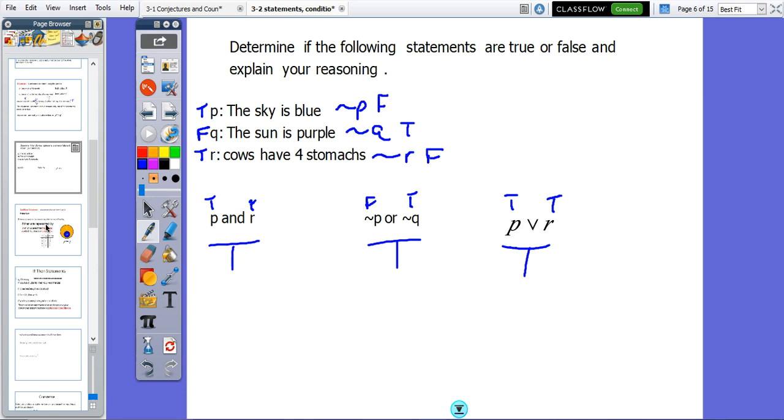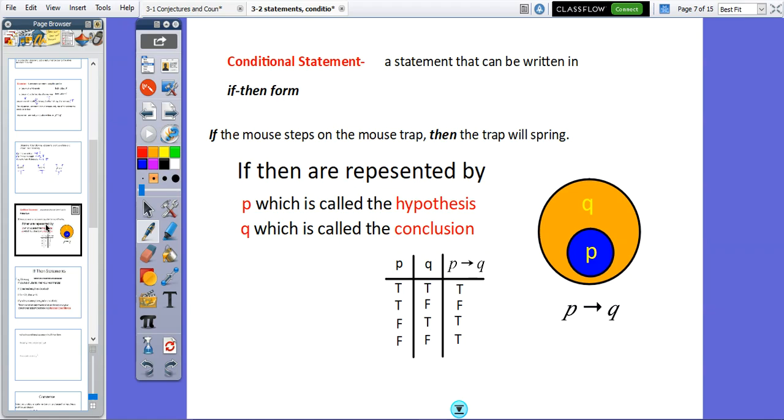The second part of this is the conditional statements. With conditional statements, you're turning these statements into what we call an if-then form. But let's talk about the word conditional. If you think about it in terms of conditional love, I will only love you if you do this for me. So it means that something has to happen before the result can happen. The if statement has to happen before the then statement can come to exist.